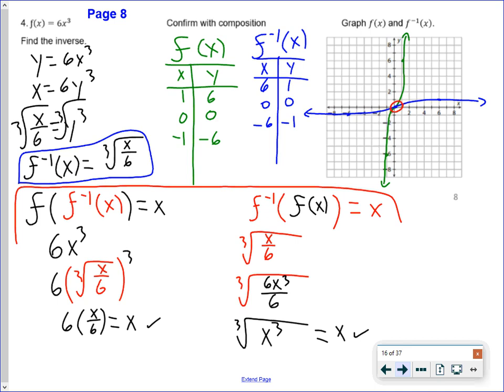Your work for your composition should have looked like this. It's a little neater than the last slide. But this is what you should have gotten. This is what it should have looked like. And you should have gotten it to equal x on both sides, since the inverse that we found is indeed the inverse. And then your graph should look like what I have over here, with only one intersection at 0, 0.